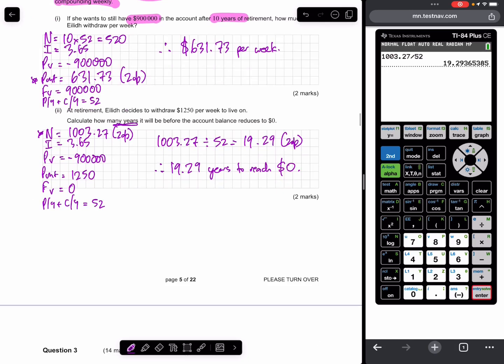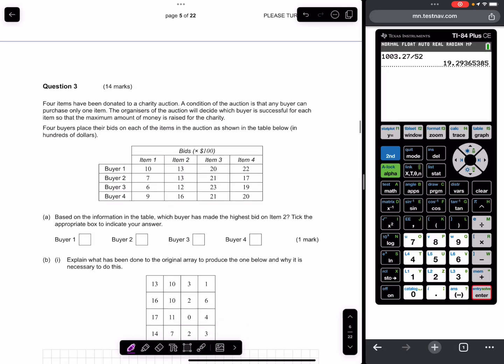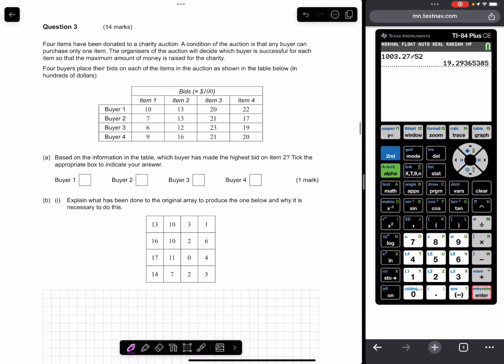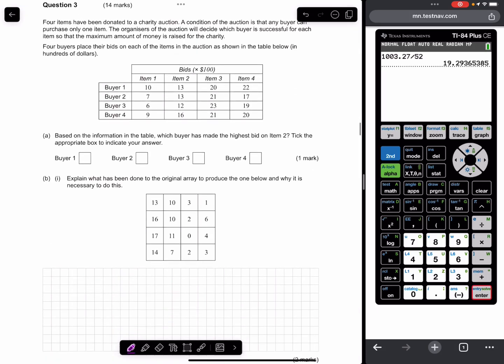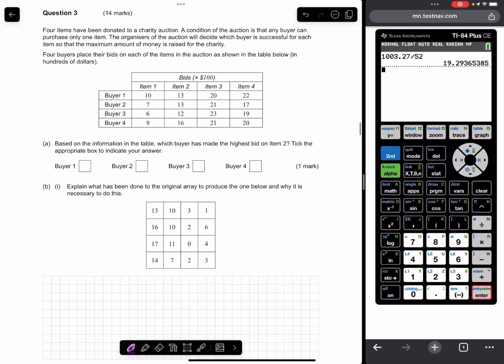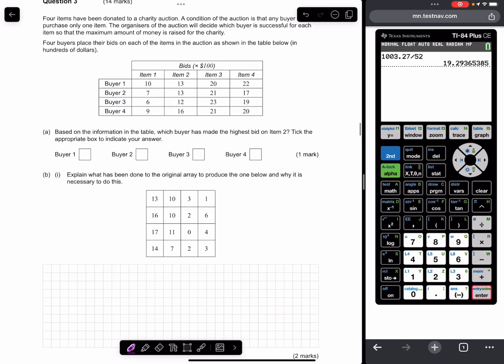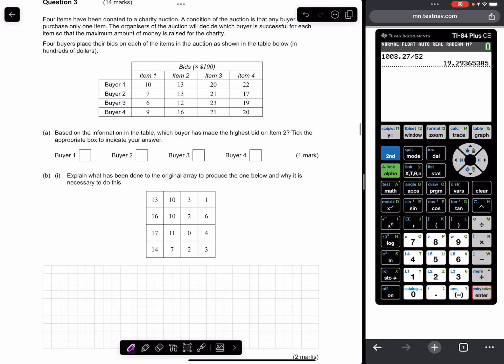It's page 5 down. 4 items have been donated to a charity auction. Condition of the auction is any buyer can purchase only one thing. Decide which buyer is successful for each item so the max amount of money is raised for the charity. 4 buyers place bids, hundreds of dollars. Which buyer has made the highest bid on item 2? Well, 16 by a 4.